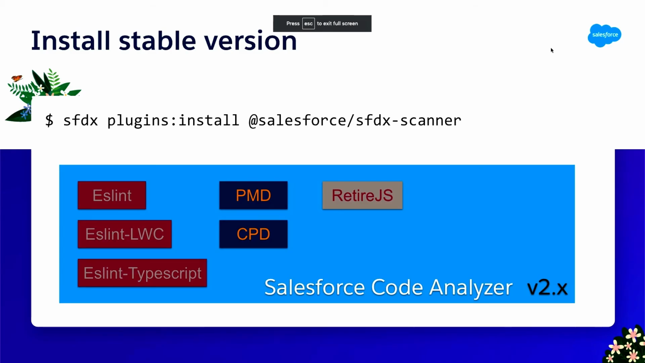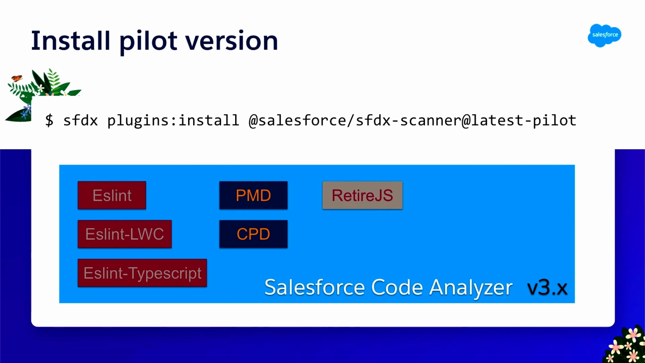Now, this was the install command I showed you initially. This is the stable version that's already there. It's been around for 2 years, and it has many of the engines that we spoke about. However, if you want to use the latest pilot tag, that's going to get you the newest version of Salesforce Code Analyzer. And even though it doesn't include the SFGE yet, we're going to include it in a couple of weeks. So I would highly recommend you try the latest pilot. Be ready for it. In 2 weeks, we're going to get the Salesforce Graph Engine. So be there, try it out. Let us know what you think.